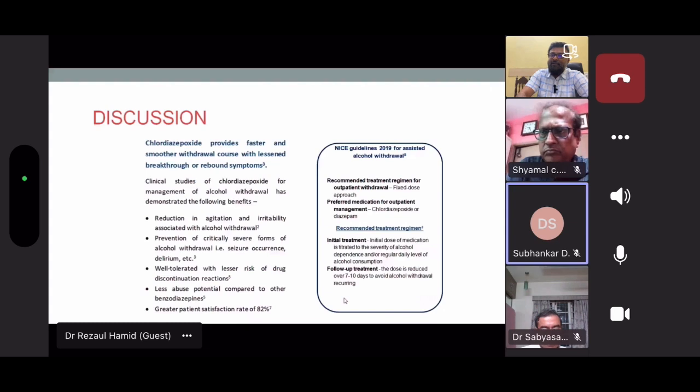So here is the NICE guideline of 2019 for assisted alcohol withdrawal, and the recommended treatment regimen for outpatient withdrawal is the fixed dose approach, and the preferred medication is chlordiazepoxide or diazepam. The recommended treatment regimen is that the initial dose of medication is titrated to the severity of alcohol dependence and or regular level of daily alcohol consumption. During follow up, the dose is reduced over about 7 to 10 days to avoid alcohol withdrawal recurrence. And a lower, minimum dose is to be maintained for several weeks.